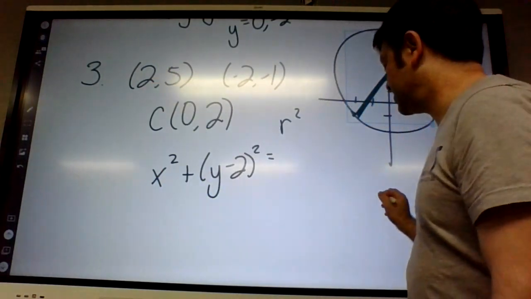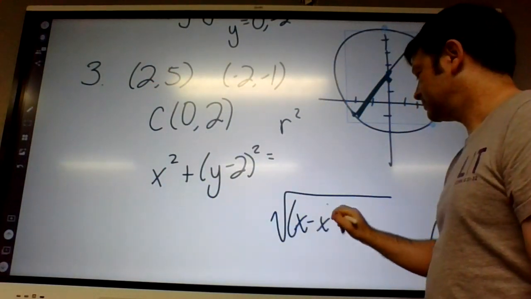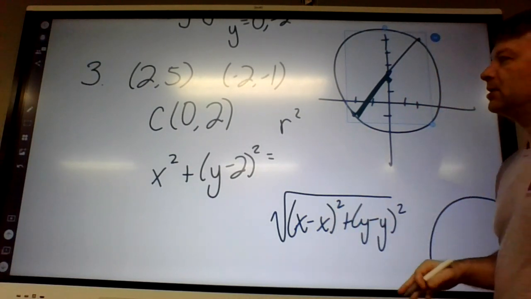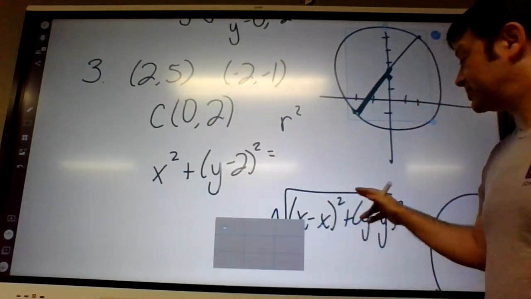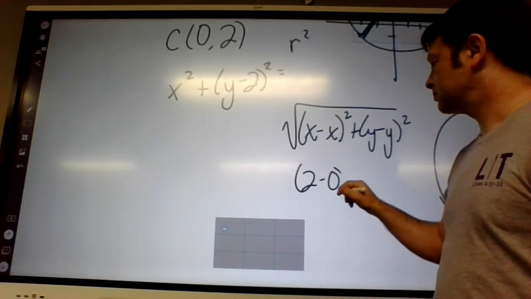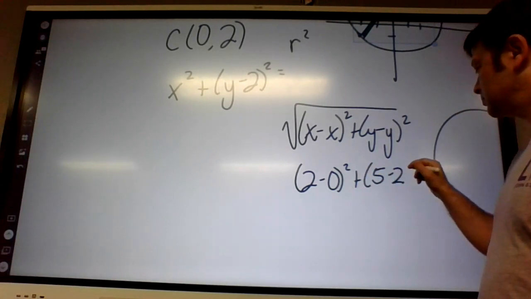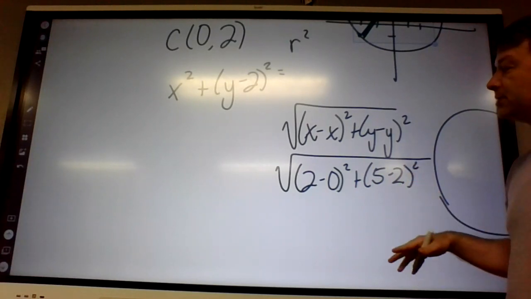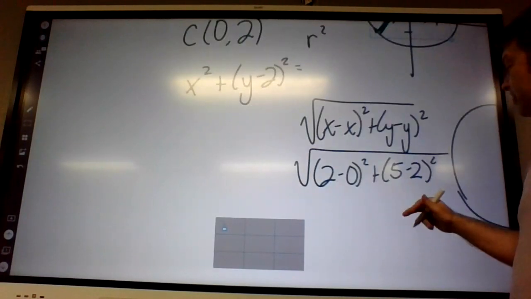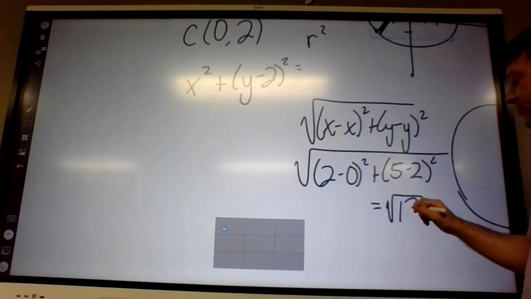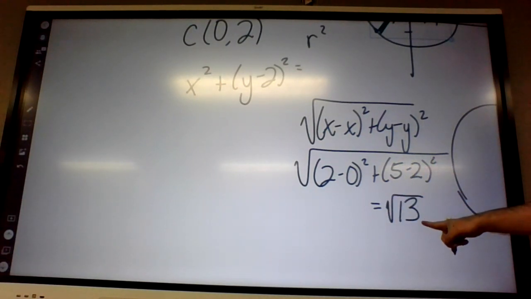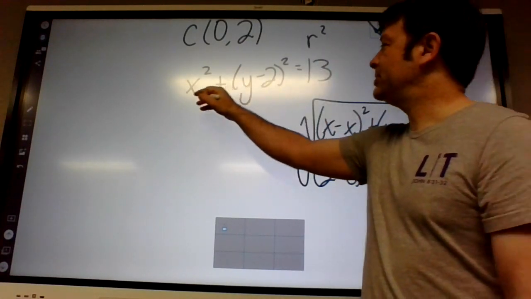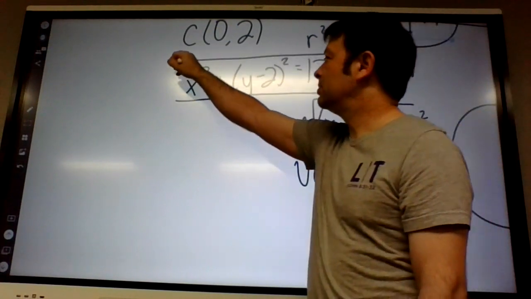So, you guys remember the distance formula? So, 2 minus 0 squared plus 5 minus 2 squared. And the square root of that. So that'd be 4 plus 9 is 13, square root of 13. Okay, what is the square root of 13? That's the radius. What's the radius squared if we square this? Just 13. So that would be the equation.